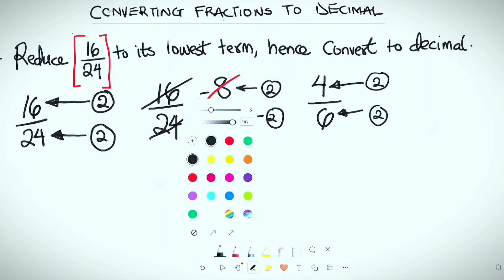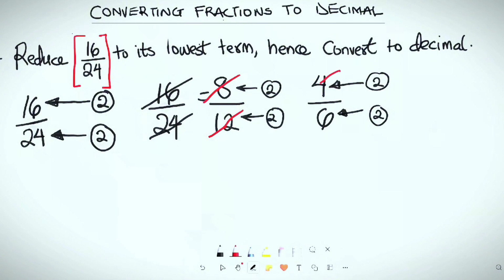So if I use 2 to divide 4, we're going to get a what? We're going to get a 2. Right? And then 2 into 6, to divide 6, gives us a what? Gives us a 3. This is to their lowest term, right?